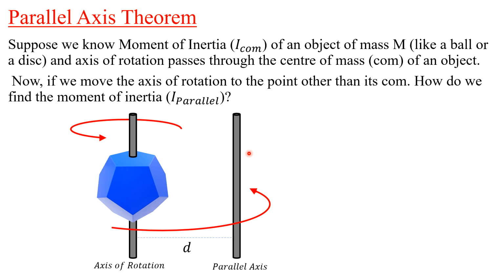Here, let d be the distance between these two axes. Then the moment of inertia about this parallel axis is equal to the moment of inertia in the first case plus d square m. So this is what the parallel axis theorem is.